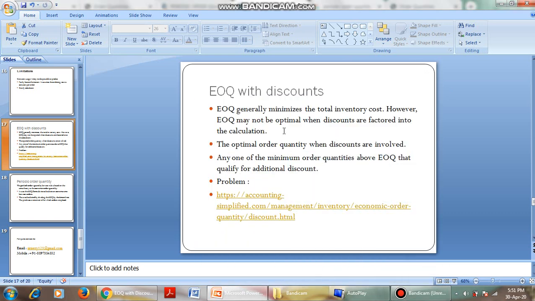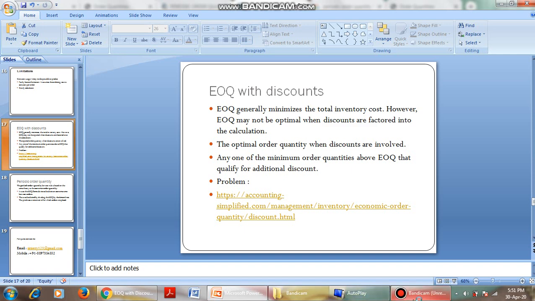Okay, let us see EOQ with the discounts. This topic is in operations management also, right? Whenever you purchase some inventory in bulk amounts, in lots, we will offer some discounts, is it not? For example, if we purchase 10 bags, you will give 5% discount. 20 bags, 15% discount. 15 bags of rice, then you will get some 20% of discount, is it not? Whenever the quantity of order is increased, automatically the discount is added, is it not?